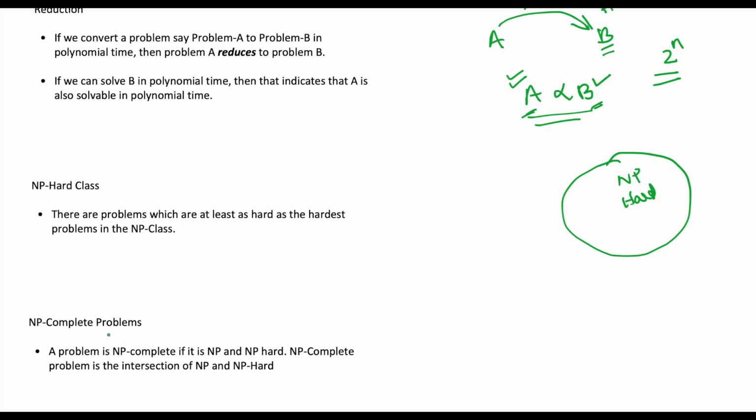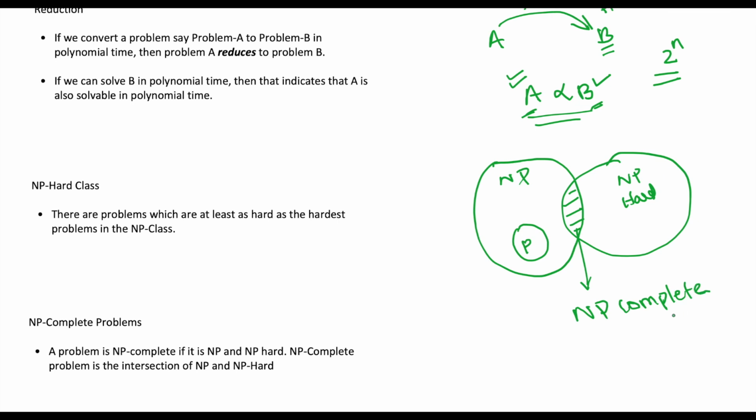Now NP complete problems, this is the final definition. A problem is NP complete if it is NP and NP hard. NP complete is the intersection of NP and NP hard. So we have the NP class here and we have the P class here, and the intersection between NP and NP hard is called the NP complete. These NP complete problems will be the hardest problems in the NP class, and they will be the least hard problems in the NP hard class.